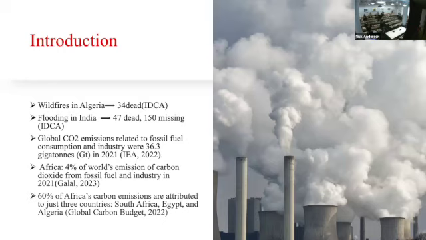There are a lot of reasons why that is the case, but this is not what I'm looking at. In Africa, these 3 countries I'm working with, South Africa, Egypt, and Algeria, contribute almost 60% of Africa's CO2 emissions. Therefore, much attention has to be placed on these countries.